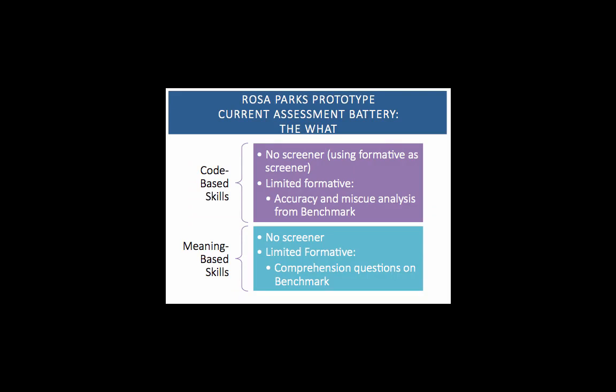So what are the limitations of the current Rosa Parks battery? Well, in the domain of code-based skills, there was no screener. They were using formative measures as a screener. There was also limited formative data collected on code-based skills. In addition, in the domain of meaning-based skills, there was no screener and limited formative assessment, with comprehension questions on an informal reading inventory serving to inform their understanding of students' meaning-based skills.